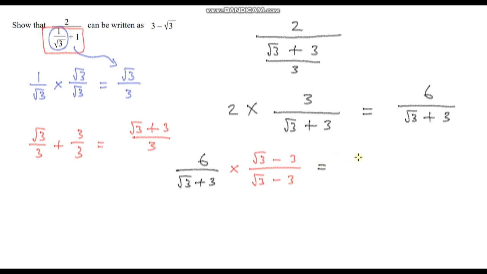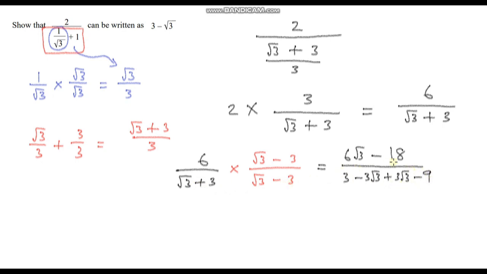Let's focus on the numerator first. 6 times root 3 is just 6 root 3. And then 6 times 3 is 18. So we've got 6 root 3 minus 18 in the numerator. And then in the denominator, I'm just going to multiply everything, just so I don't skip any steps. Root 3 times root 3 is 3. Root 3 times negative 3 is negative 3 root 3. 3 times root 3 is positive 3 root 3. And then 3 times negative 3 is negative 9.